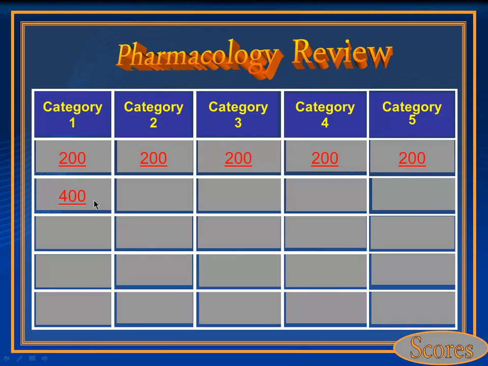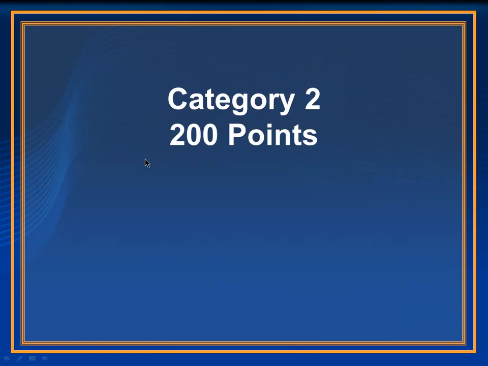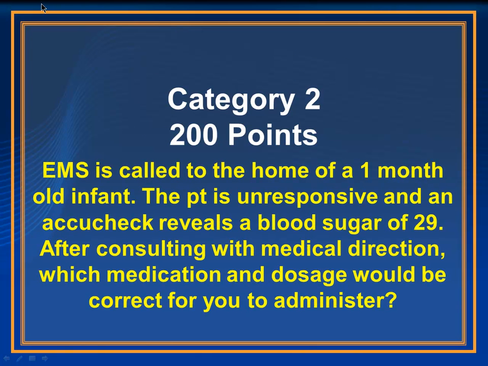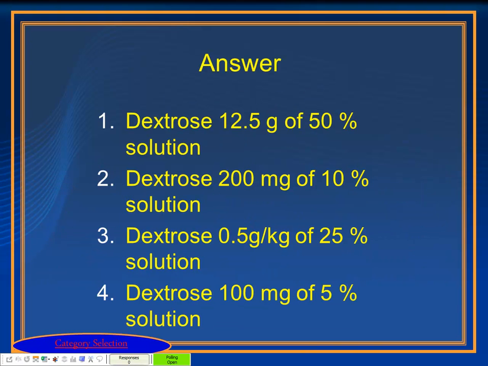All right, number 5. EMS is called to the home of a 1-month-old infant. This patient is unresponsive and has an AccuCheck that reveals a blood sugar of 29. After consulting with medical direction, you are ordered to give a medication. Which dosage and medication are you going to administer? Which one do you think medical direction is going to tell you to give? 1-month-old, blood sugar 29.